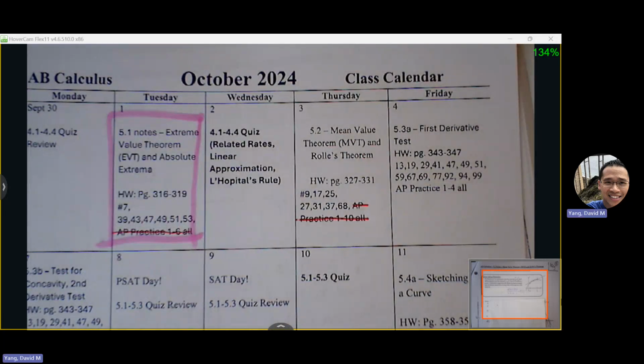Okay, your homework, check your calendar. It's just going to be from the textbook pages, which you can find in your packet. There's no AP practice, so cross that off. No AP practice, just the homework problems.